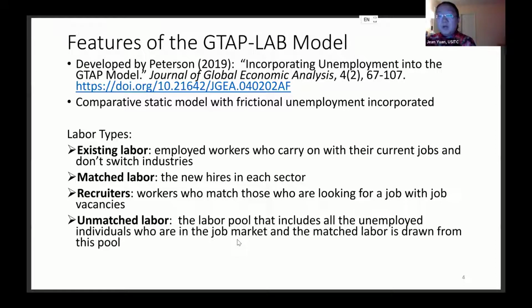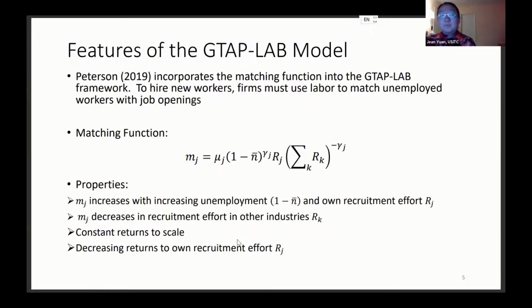The matched labor are the new hires that are hired into each sector. The recruiters are the ones who match those who are looking for a job with the job vacancies. The unmatched labor is the labor pool that includes all the unemployed individuals who are on the job market, and the matched labor is drawn from this labor pool. This GTAP labor model incorporates a matching function into the modeling framework. The idea is that to hire new workers, firms must use labor, that is the recruiters, to match unemployed workers with the job vacancies. This matching function was incorporated into the GTAP model framework.